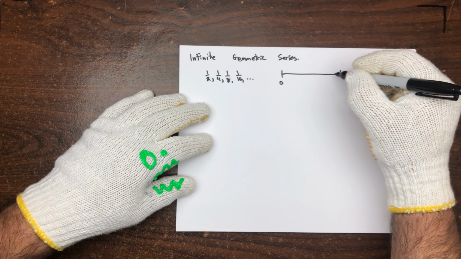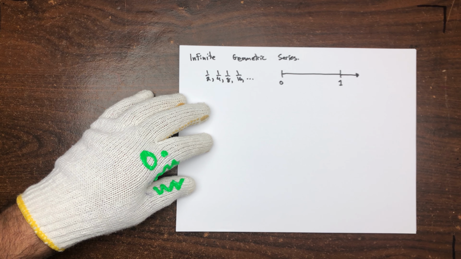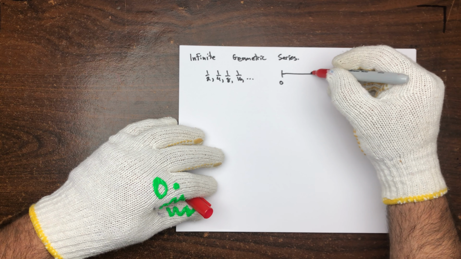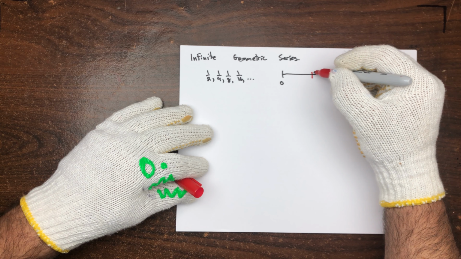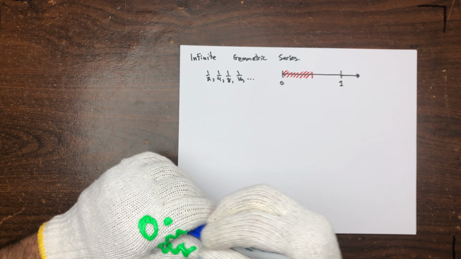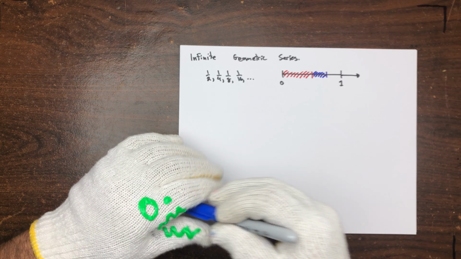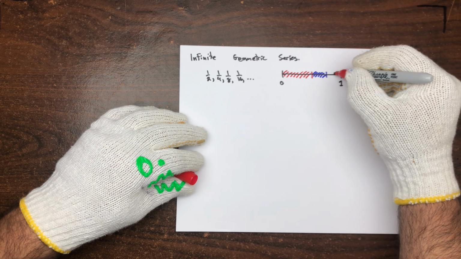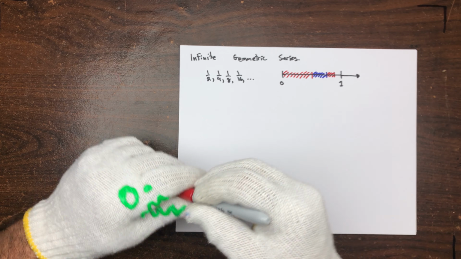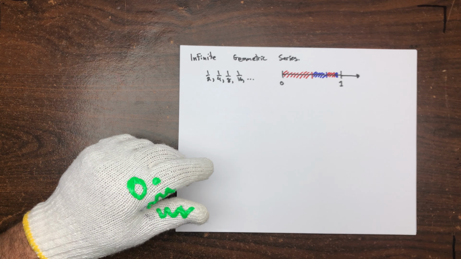0, 1. Okay, so let's do 1/2, which would be there, and then 1/4. So here's 1/2, and now let's add 1/4 to it. Now the quarter is right there, and then let's add 1/8 to it, which is this guy, and then let's add 1/16 to it, which will be this guy, and then we'll keep on going.